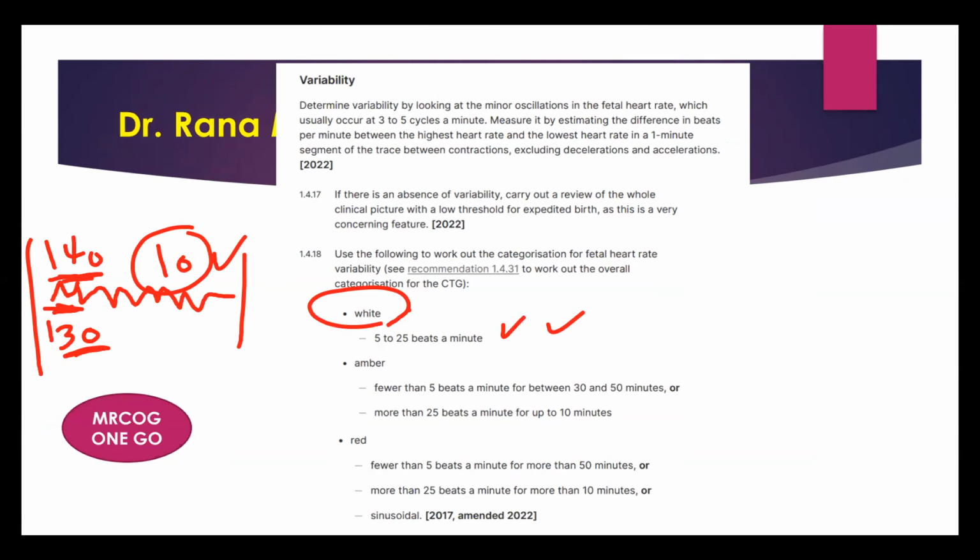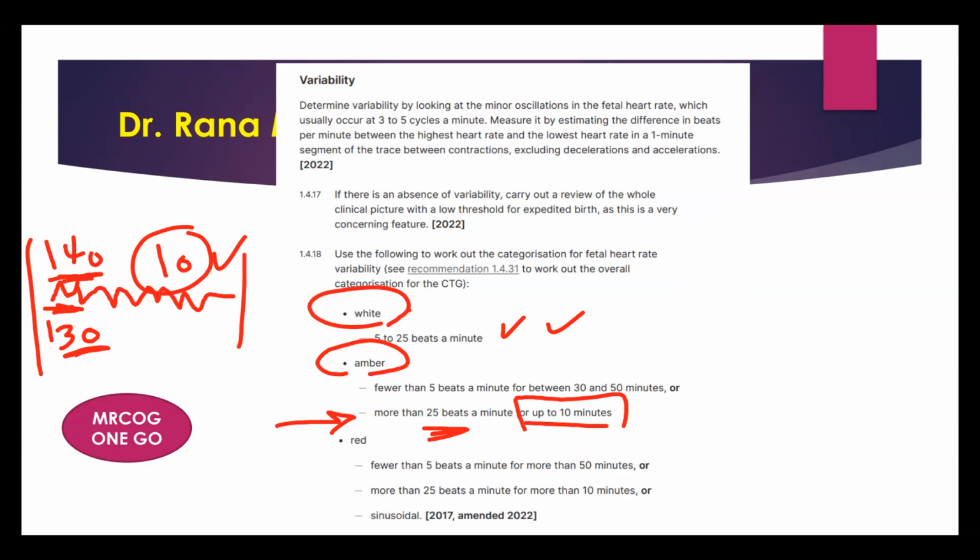Okay, coming to the amber. If it's fewer than 5 for between 30 and 50 minutes, or more than 25 for up to 10 minutes. This is the first difference here in the variability. Okay, so I will tell you the differences in each feature. In the old guideline, it was 10 to 25 minutes, but here it's up to 10 minutes only. We will not leave the variability to be more than 25 for more than 10 minutes.